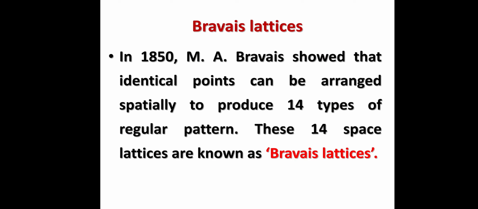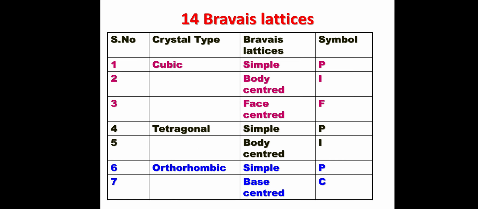So he has shown that by arranging the identical points spatially, 14 different types of regular patterns are produced, and these 14 space lattices are known as Bravais lattices. 14 types are there. So those 14 types and these seven crystal systems. The first crystal system is cubic, which is having three Bravais lattices: simple, body centered, face centered.